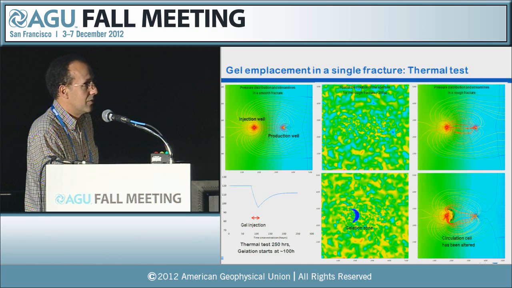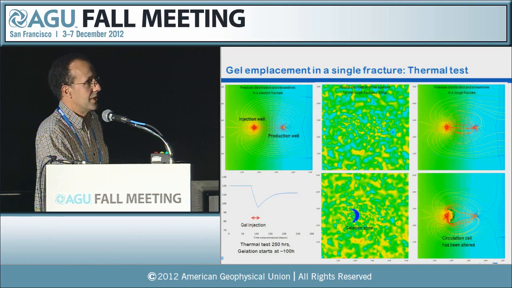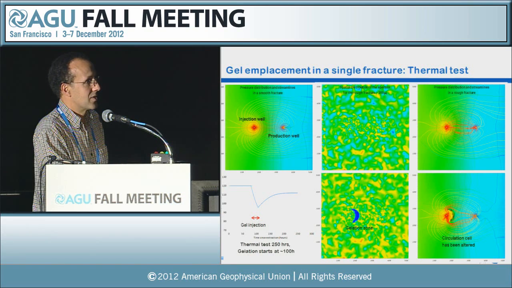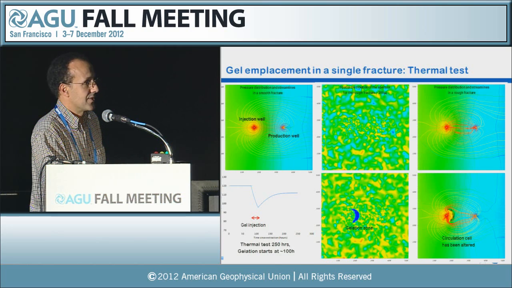Here we have an injection well and an extraction well. It's here the case of a smooth fracture, and here it's a rough fracture aperture. And these are pretty much the streamlines as well as the pressure field in both cases.